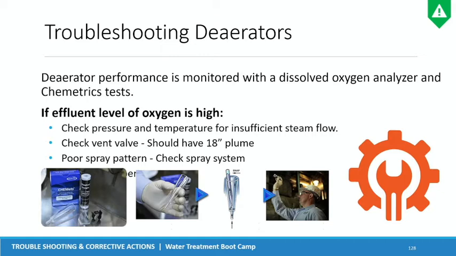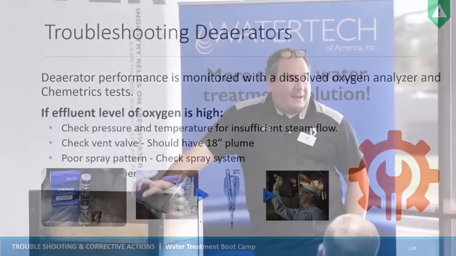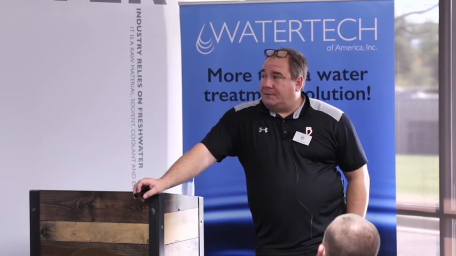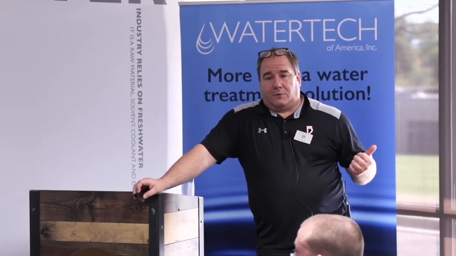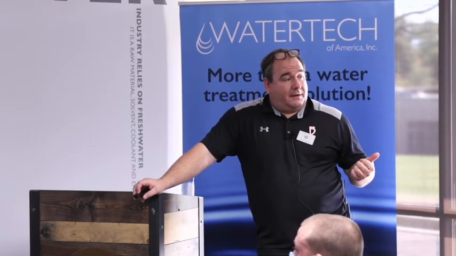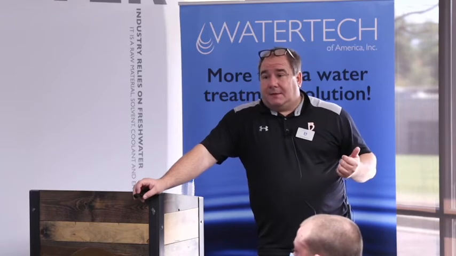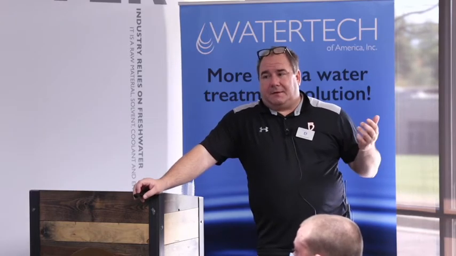So check temperature, pressure, sufficient steam flow, and then this is the other one. So this is your vent. Here's your vent one. If you're not seeing at least a 12 to 18 inch plume coming off the pressure side, the vent of the deaerator, you probably are going to have issues, because something's restricting the plume that's coming off of the deaerator. So if that's the case, then you're not allowing the gases to get out of the deaerator.